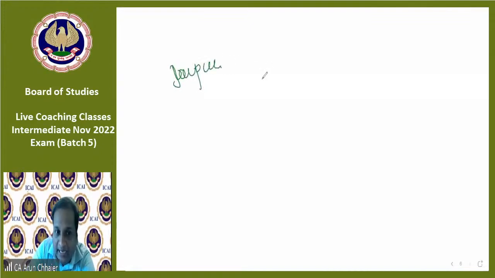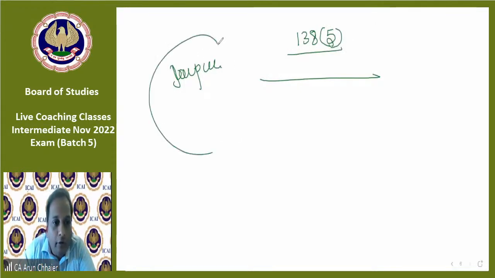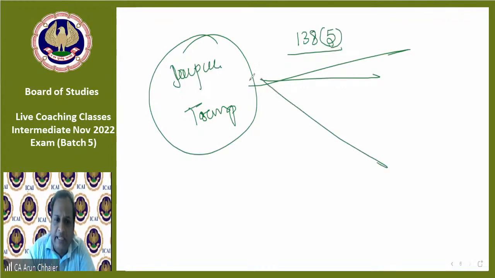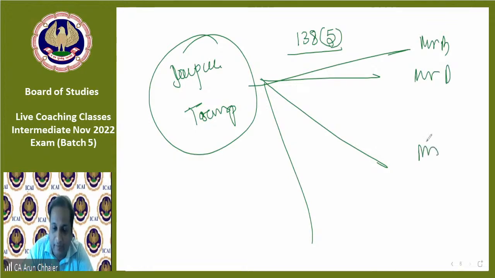Now I am talking about the relaxation of rule 138 sub rule 5. Listen carefully. In Jaipur, the transporter has one office, and now he will use a mini truck, or he will use Chota Hathi, Tata 407. He will use a small conveyance to deliver the goods to Mr. B, Mr. C, Mr. D, to whom they belong.